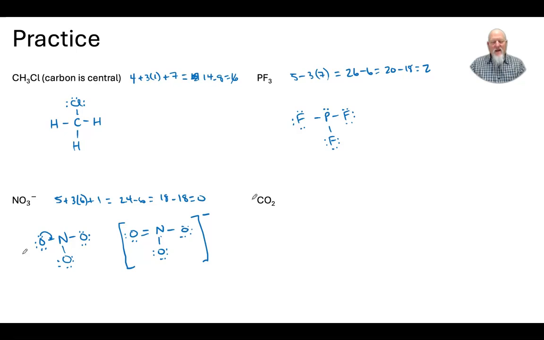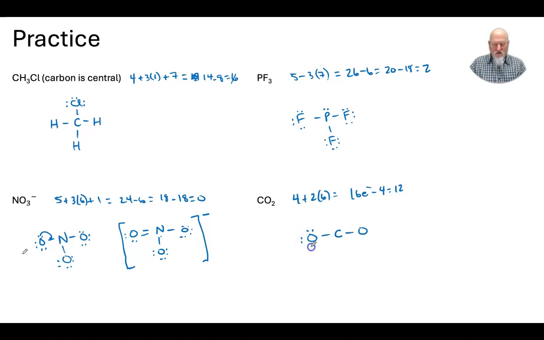All right, let's do this last one, carbon dioxide, CO2. Count the valence electrons. 4 for carbon, plus 2 times 6, because each oxygen is 6. 12 plus 4 is 16 electrons. Okay, draw the skeletal structure. Like that. That used 4 electrons. We have 12 left.